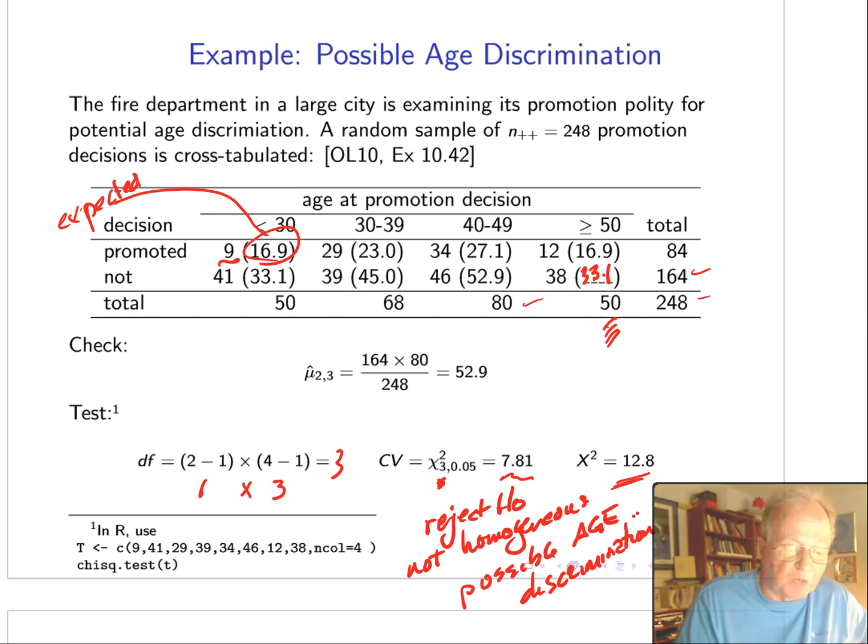So somebody's got some work to do. Now, if you don't want to do this stuff by hand, you can go into R and use the chi-square test. What you're going to do is set up a matrix of values that's got all the observed counts, make sure that it comes out as a 2x4 matrix, and then just do a chi-square test on it.